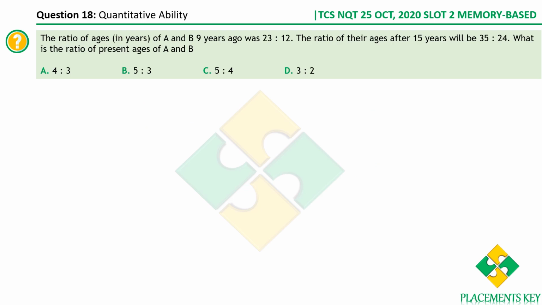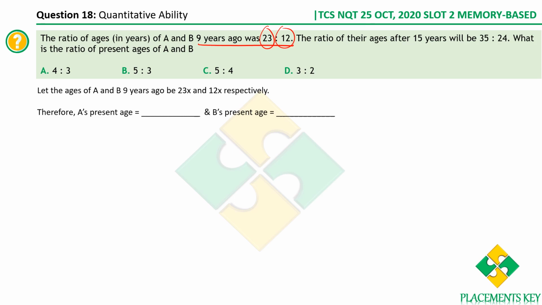The ratio of ages of A and B 9 years ago was given, and the ratio of their ages after 15 years is also given. What is the ratio of the current ages of A and B? Let's assume the ages of A and B 9 years ago as 23x and 12x respectively.